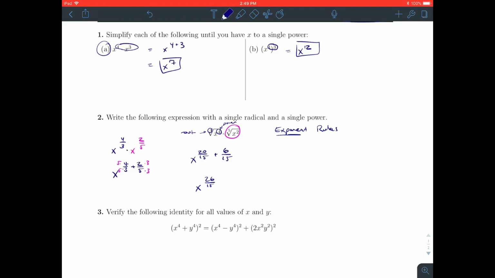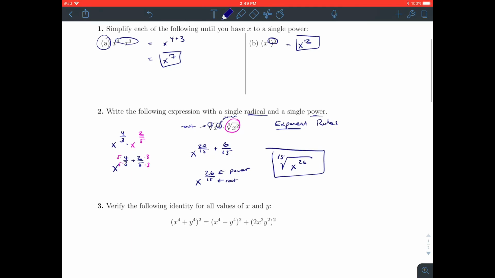Now converting back to radical and power form, we've got the 15th root, since the root is on the bottom, of x to the 26th power, since the power is on top. So that would be our final answer with a single radical and a single power.